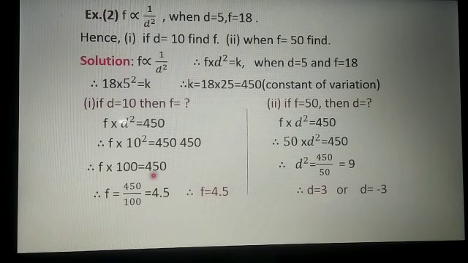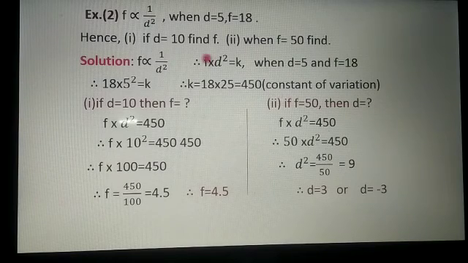f into 100 is 450 means what? f is equal to 450 upon 100, which is 4.5. So f is equal to what? 4.5. So we have found here f is equal to question mark means f is equal to 4.5. Now in the next question, what is asked? d. If f is equal to 50, then d is equal to question mark.